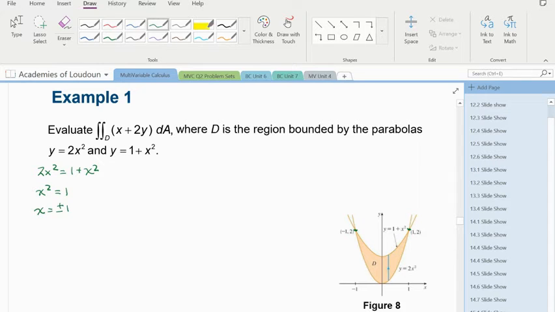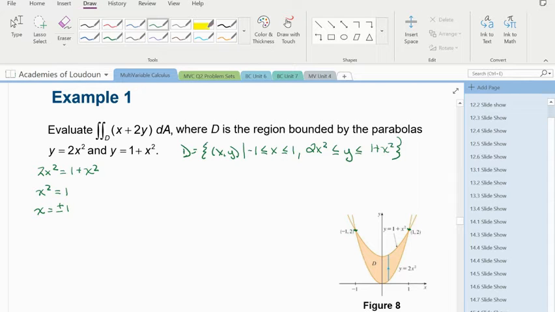We note that the region D, as shown in figure 8, is a type 1 region, but not a type 2 region. And there's a possibility that it could be both of them. But we know that this is a type 1 region. So therefore, we have that D is defined as all points (x, y) such that x is between -1 and 1, and y is between 2x squared and 1 plus x squared.